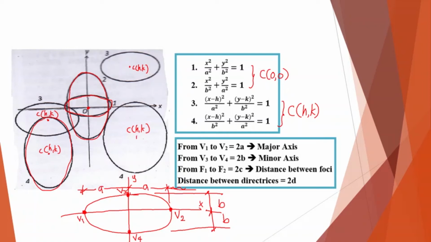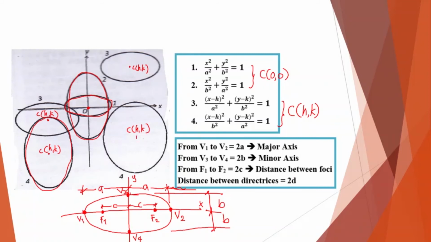Okay, then we have these two foci. So say this is your f1, that is your focus, then this is your f2. Okay, so the distance between f1 and f2 is 2c. Okay, c is from f1 to the origin, then from the origin to f2, so that is your c. So that is the distance between the foci.